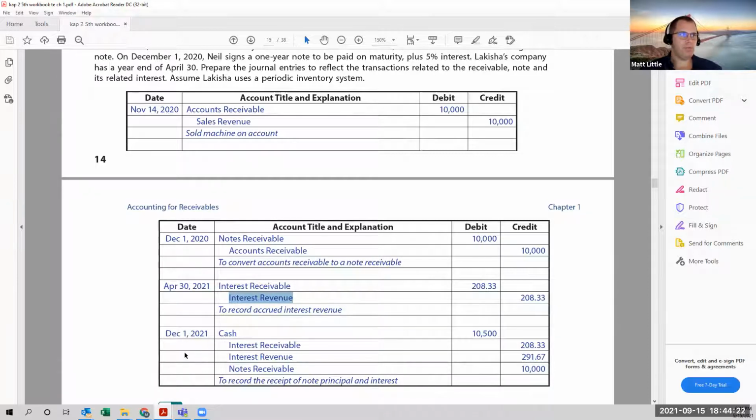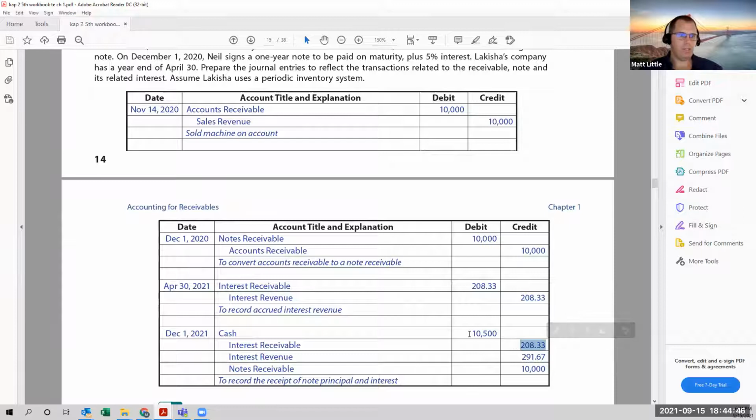Lastly, on December 1st, 2020, it was paid on maturity is what we'll assume by our customer. And so we have a multi-line journal entry to record. So we'll start at the bottom of this entry. So at the end of the day, they've paid off the note receivable, the amount that they owed us of $10,000. They're also paying the amount of interest that we recorded as of our fiscal year end of $208.33.